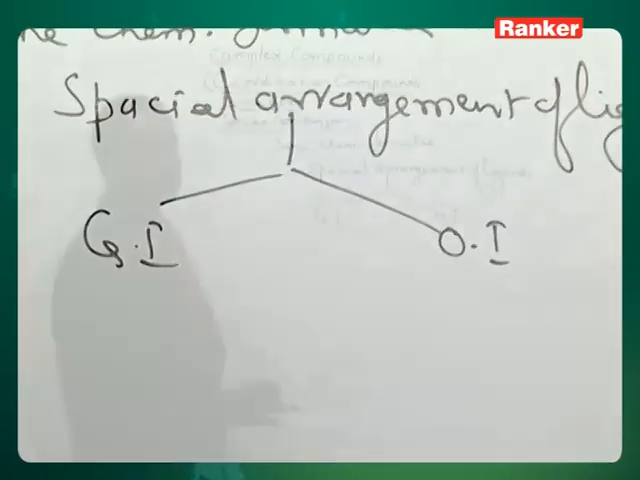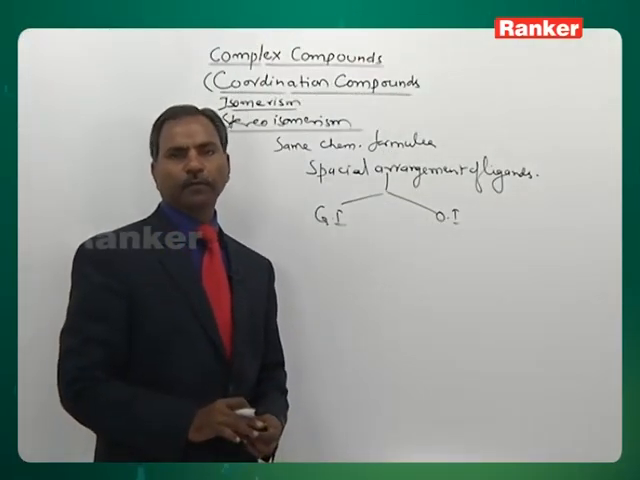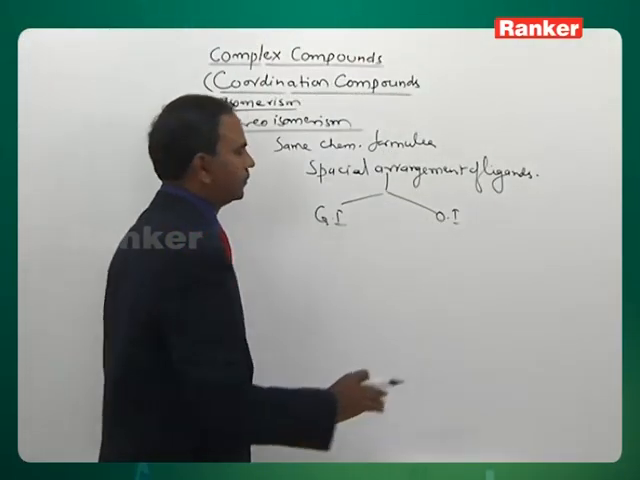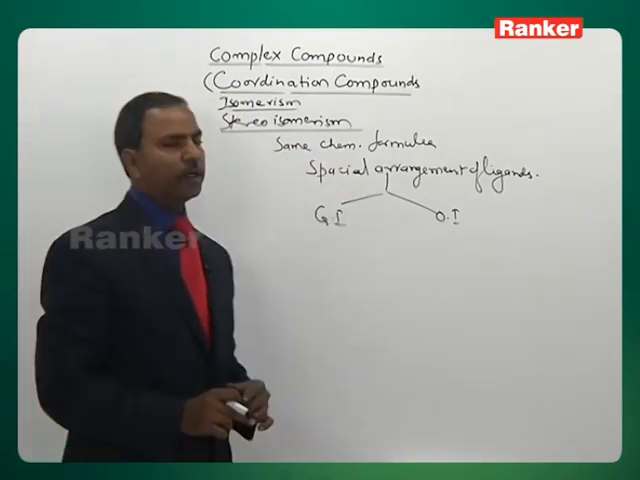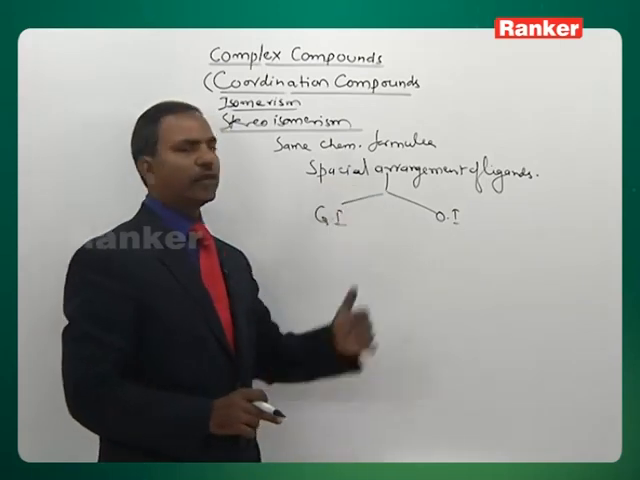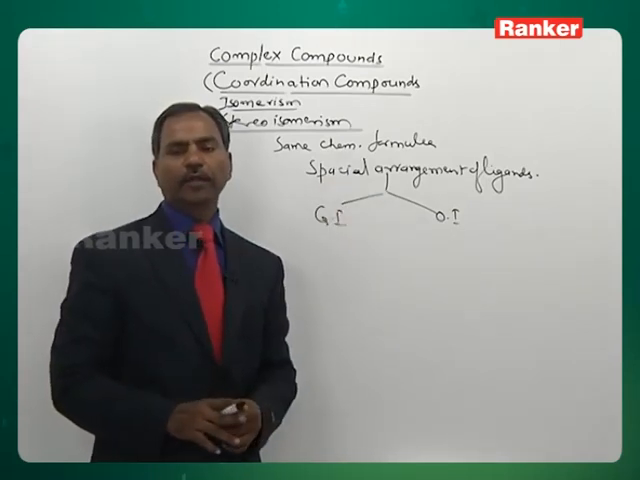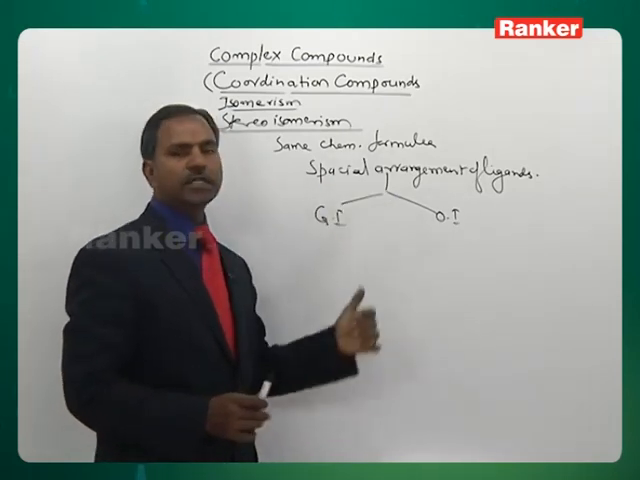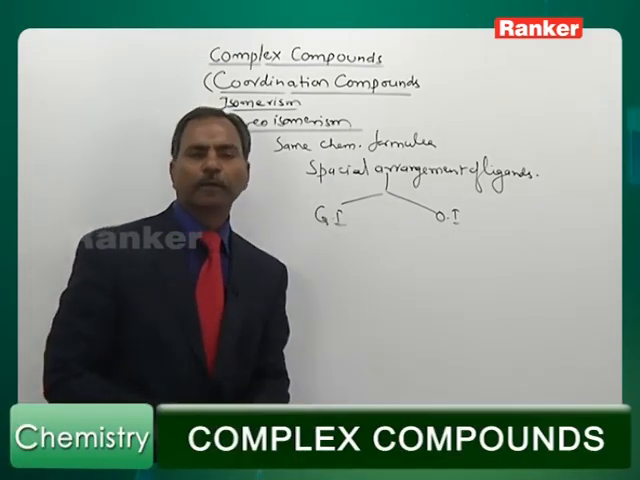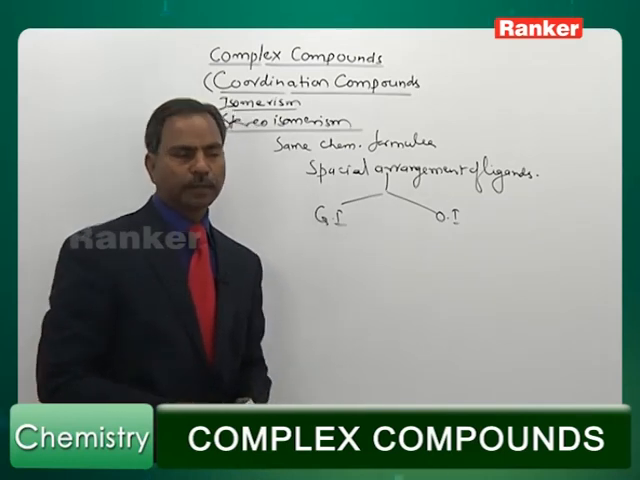Now coming to geometrical isomerism, the same definition you can write. The complex compounds having the same chemical formulae which differ in the spatial arrangement of ligands are known as what? Geometrical isomers, and the phenomenon geometrical isomerism.